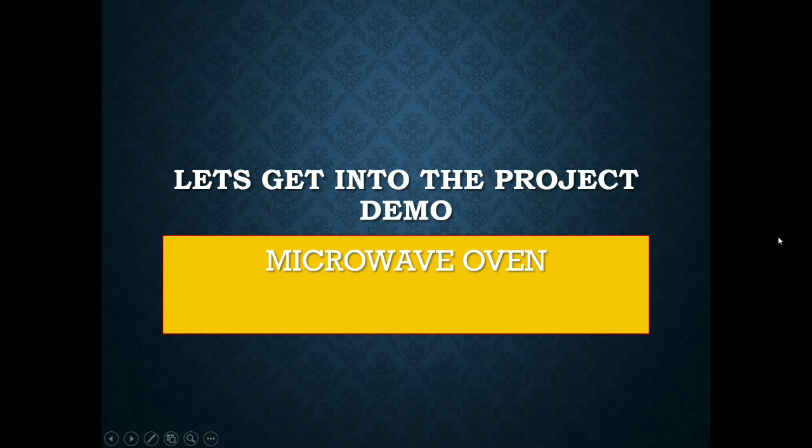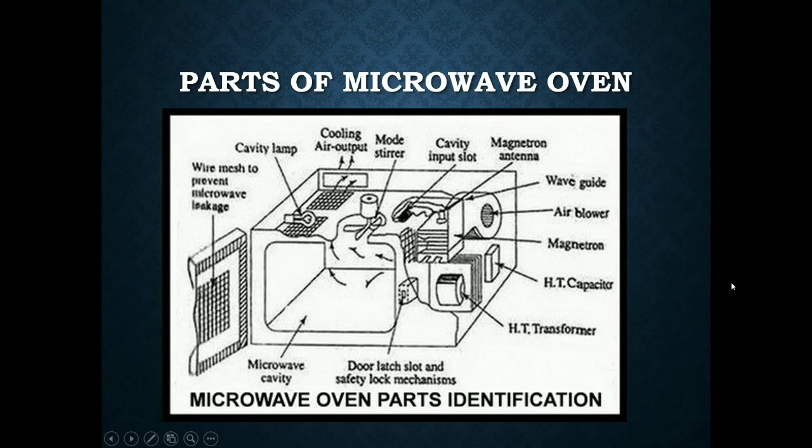So we have reached the complete end of the project. This is how a microwave oven looks in real life, where we have other components like an antenna, a cooling air output, that is a fan, and a mesh to prevent leakage. Then we have a door latch to close and open the door. Then we have a transformer, a capacitor, and an air blower. But in the project we have done, we have shown how it usually works and not the inner parts of a microwave oven.